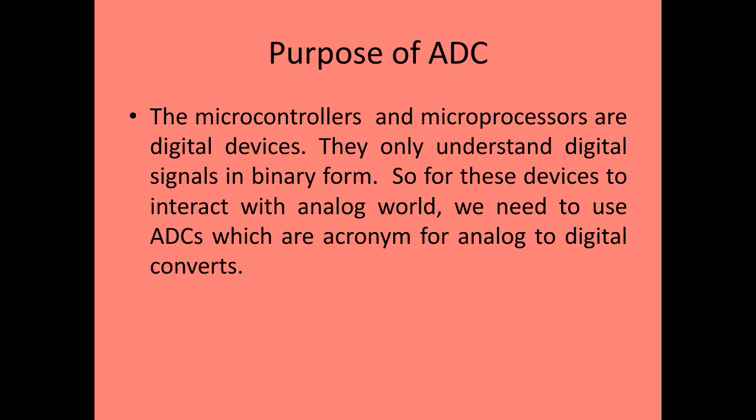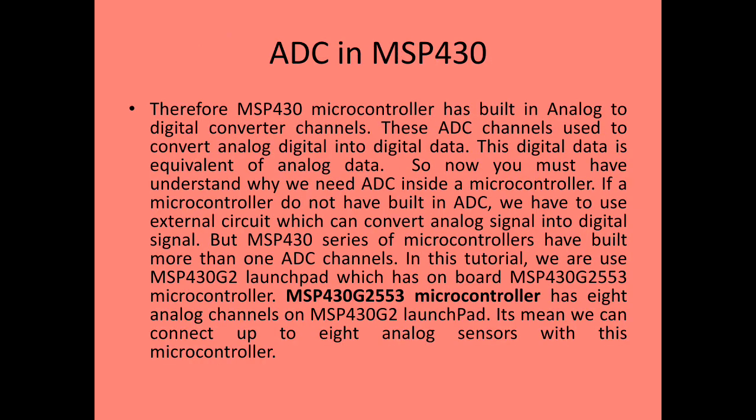So when it deals with analog information, there is a requirement to convert analog information into digital information. For that we are using the ADC. This ADC circuit is an internal part of the MSP430 microcontroller. These ADC channels are used to convert the analog information into digital information. This digital data is equivalent to the analog data. Based on the amplitude of the analog signal, we convert it into digital information.